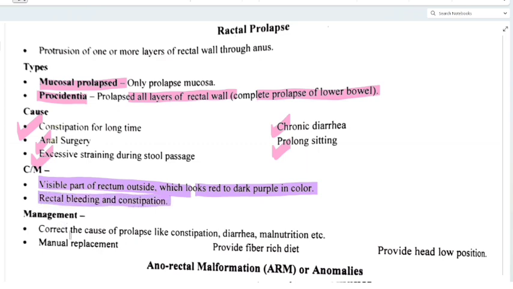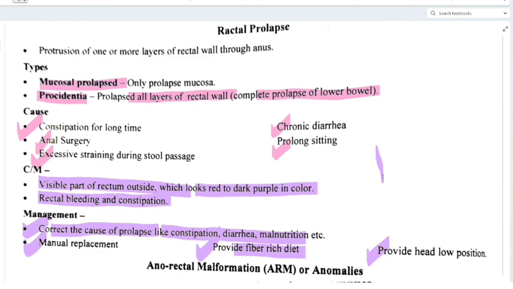Then management part: correct the cause of prolapse like constipation, diarrhea, malnutrition. So हम वो जो underlying cause है ना, उसको हम पहले correct करेंगे, ठीक है. उसके बाद क्या करेंगे? Manual replacement. Then we will provide a fiber-rich diet that will help for constipation, right? And provide head-low position.